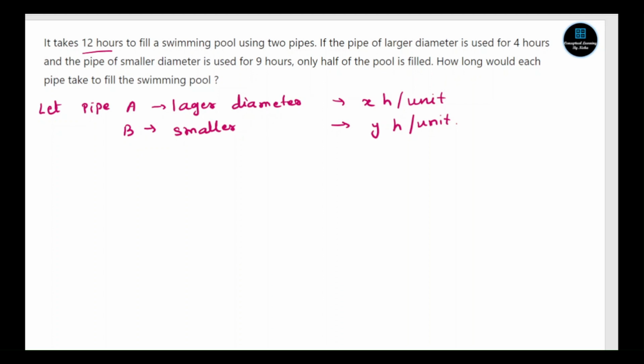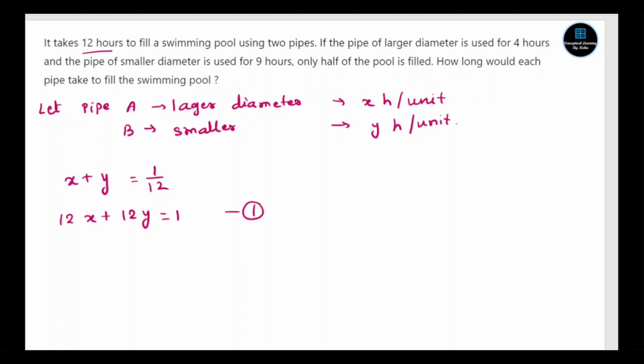So both pipes, so x plus y I can say, x plus y equals, what do we get? 1 over 12. Remember, it is 1 over 12. We are just finding how much per hour unit. So this is 1 over 12. And now when I simplify this, I'll get 12x plus 12y equals 1. So this is my first equation.